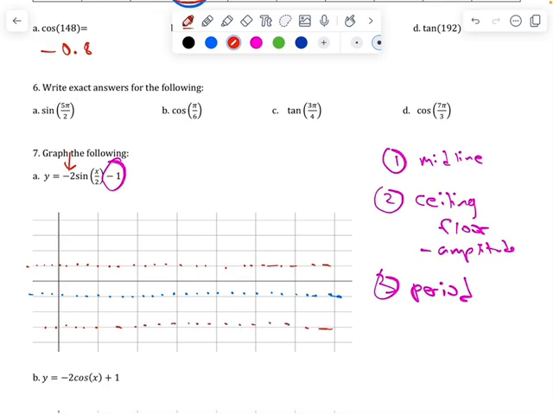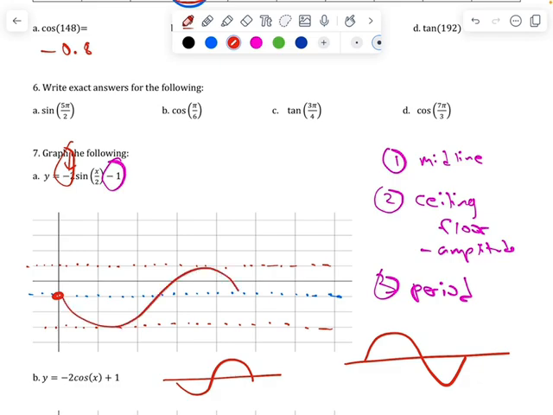And now, this is a sine wave. Sine waves go like this. This is a negative sine wave, though. So negative sine waves are going to be like that. So we know we're going to start here, and we know we're going to do something like that. But we have to consider the period.